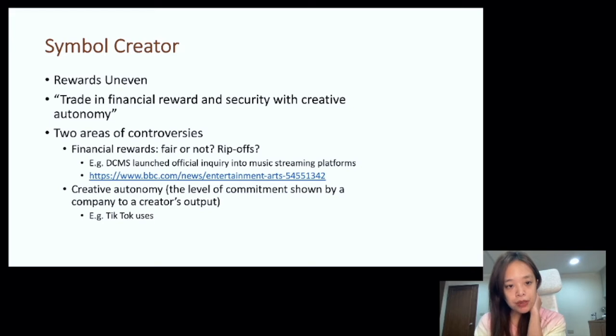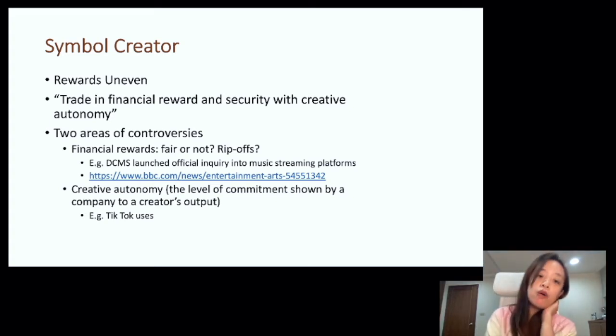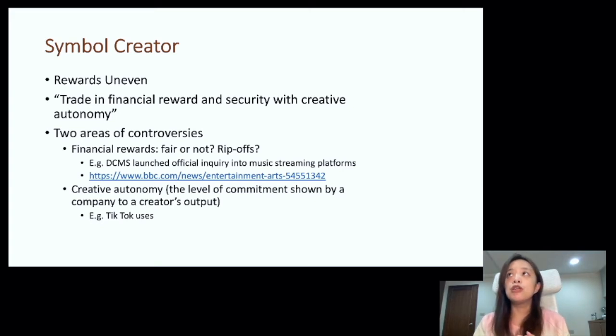When it comes to creative workers who are symbol creators, there are two areas of controversy. First of all is the financial rewards. Is it fair? Is it not fair? Or is it a rip-off that they work so hard to create something, but it doesn't turn into something rewarding and monetized? I think we mentioned last week how DCMS in the UK has launched an official inquiry into music streaming platforms. And the other area of controversy would be creative autonomy, which is the level of commitment shown by a company to creators' output.